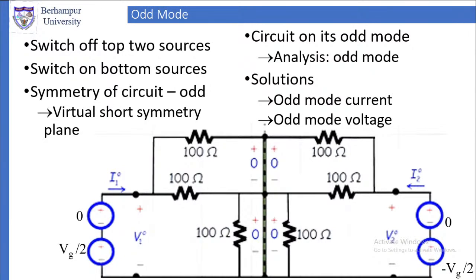The circuit in its odd mode is called the odd mode circuit. The analysis is called odd mode analysis. The solutions will give the odd mode current and odd mode voltage. When we solve the circuit, we will get the odd mode current and the odd mode voltage at port 1 and port 2.